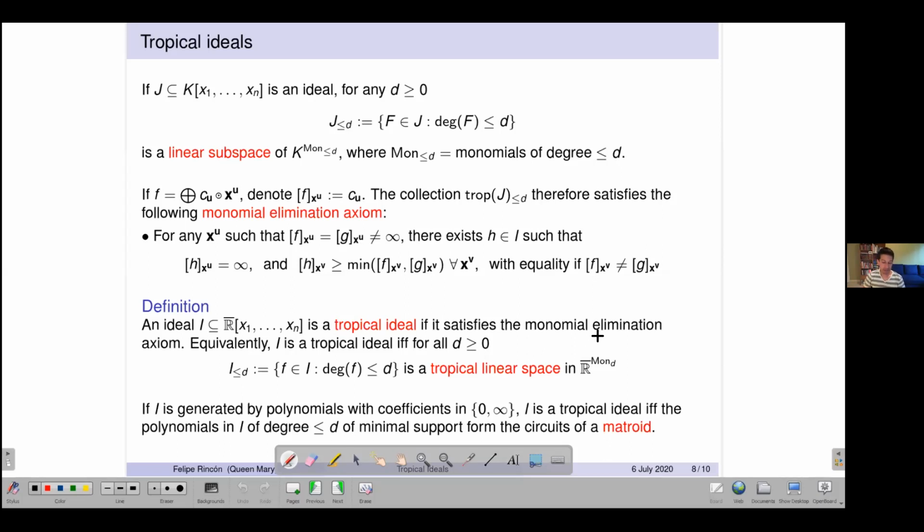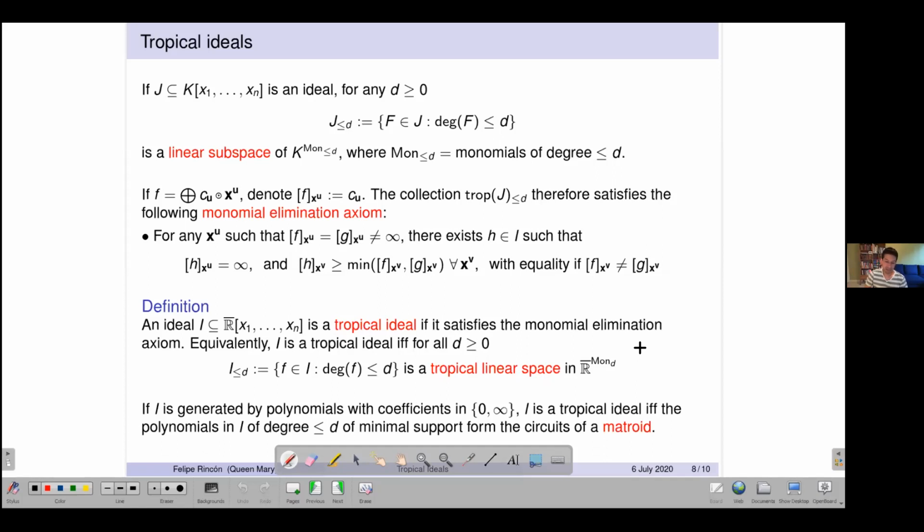If you have heard about tropical linear spaces, this condition is exactly that condition of being a tropical linear space. So I is a tropical ideal if and only if for any degree d that you choose, if you truncate your ideal at degree d, if you consider all the tropical polynomials of degree at most d, that's a tropical linear space in this R bar to the monomials of degree d.